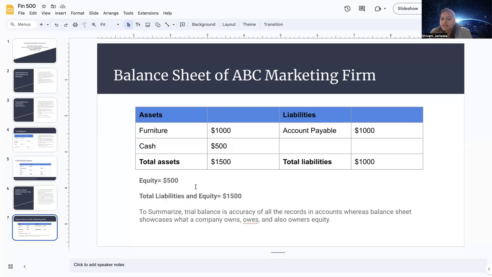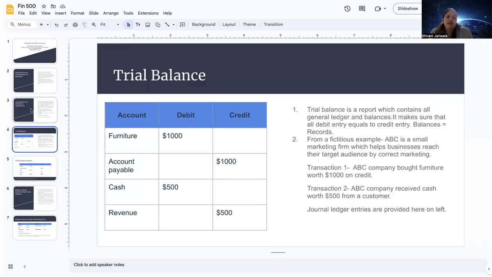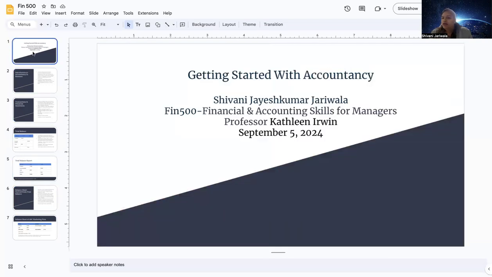So yes, to summarize, trial balance is the accuracy of all the records in accounts. What all you bought, what all you have to give, that is trial balance. Whereas balance sheet showcases what a company owns, and the owner's equity. I hope I was clear on this. So yes, always remember, debit is what comes in, credit what goes out. This is the main funda to getting started with accountancy.